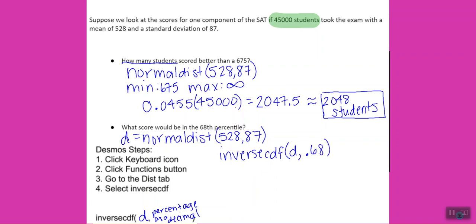And when we type that in, it gave us 568.687. Normally we could just leave the answer like that, but because we're dealing with SAT scores and SAT scores are given as whole numbers, we would say that it was a score of 569.